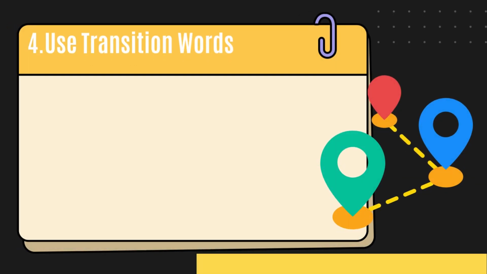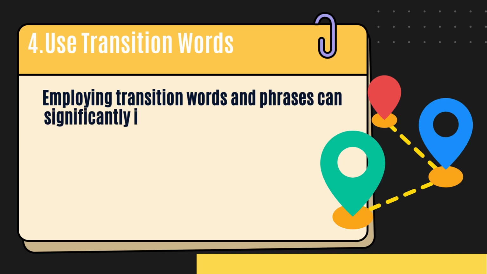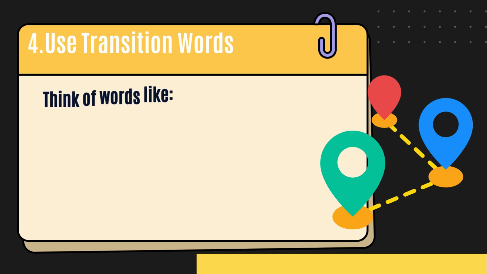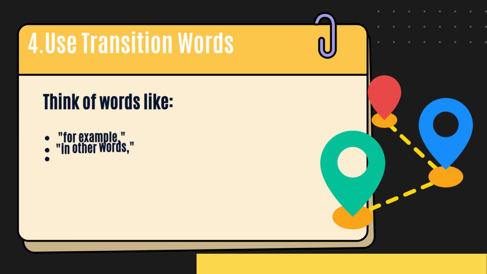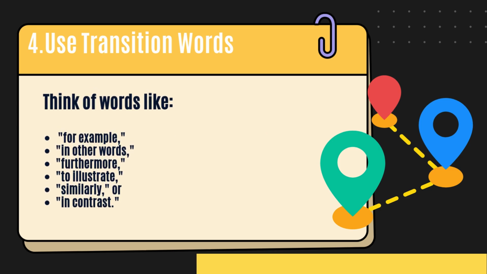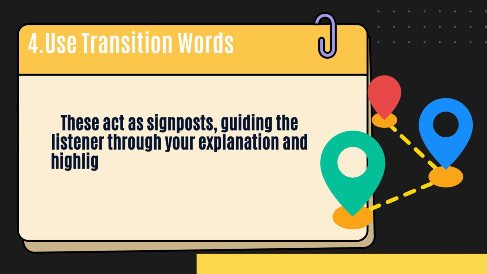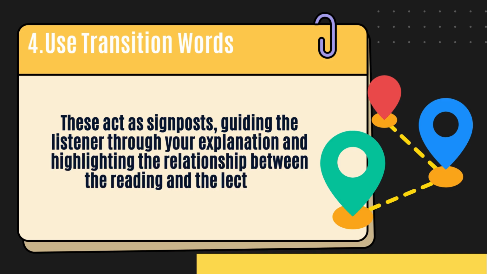Use transition words. Employing transition words and phrases can significantly improve the coherence of your response. Think of words like, for example, in other words, furthermore, to illustrate, similarly, or in contrast. These act as signposts, guiding the listener through your explanation and highlighting the relationship between the reading and the lecture.